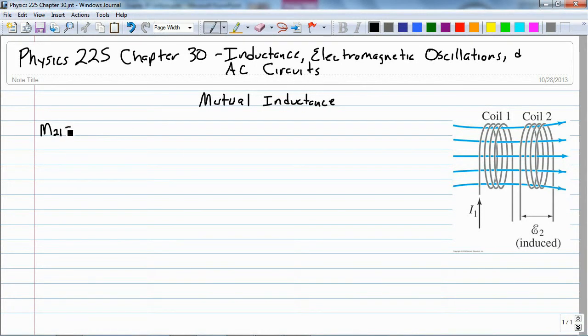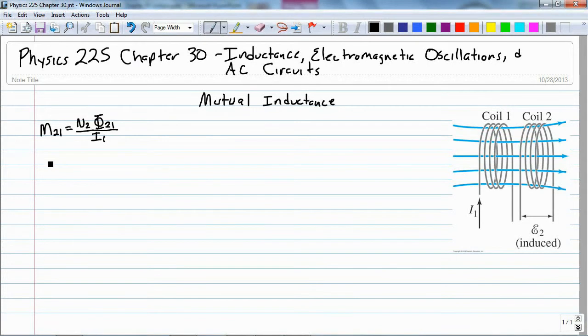And that is going to be equal to the number of turns in coil 2 times the flux that is between those two coils divided by the current in coil 1. So this is a relationship that we're going to manipulate. This is just some constant value that we're calculating based on the parameters that we have.